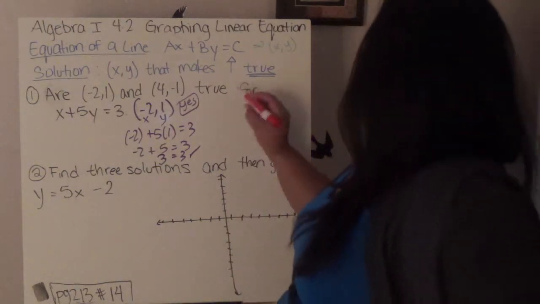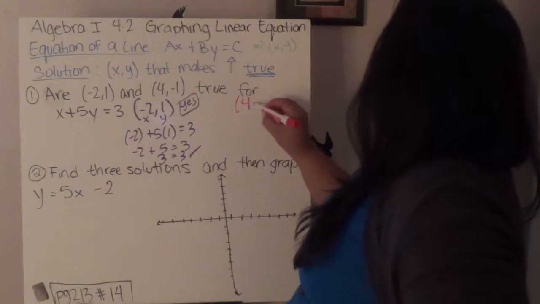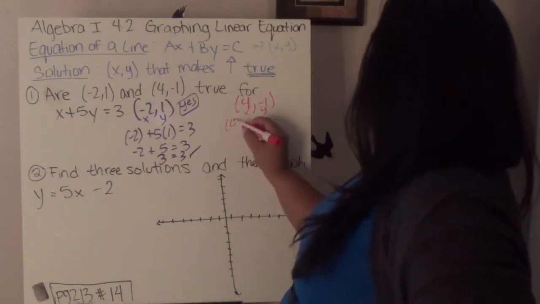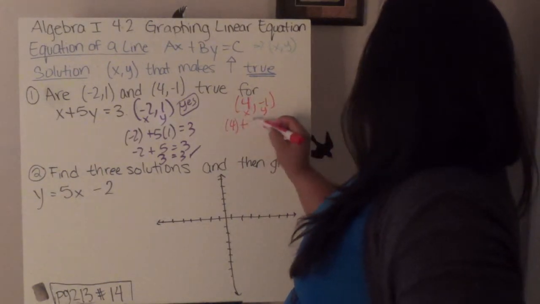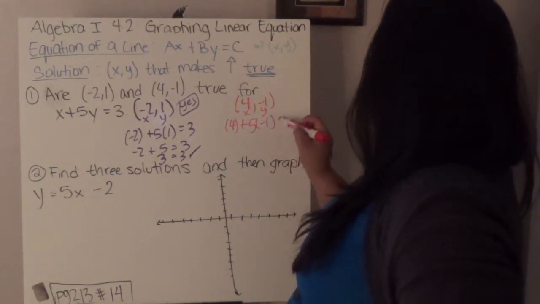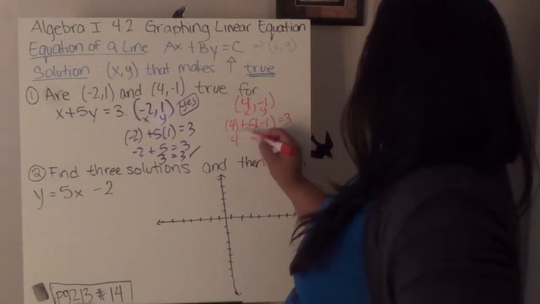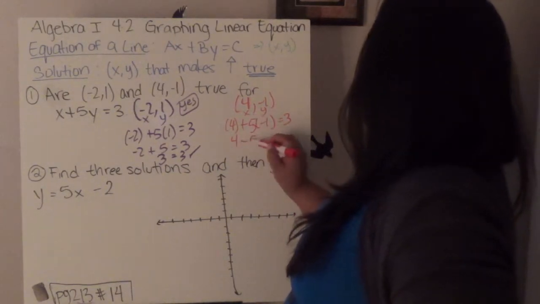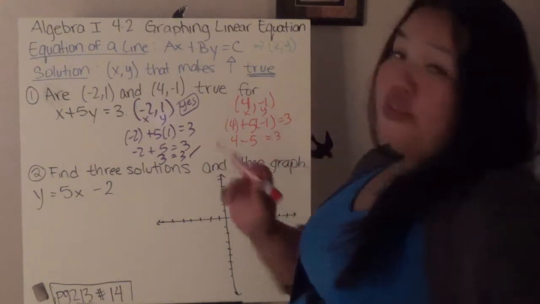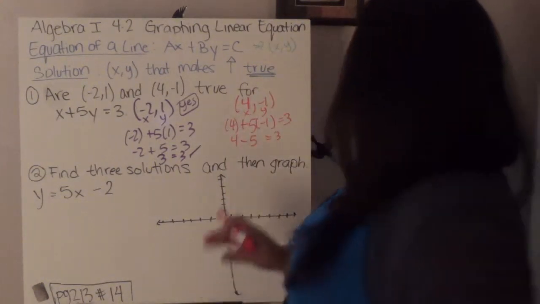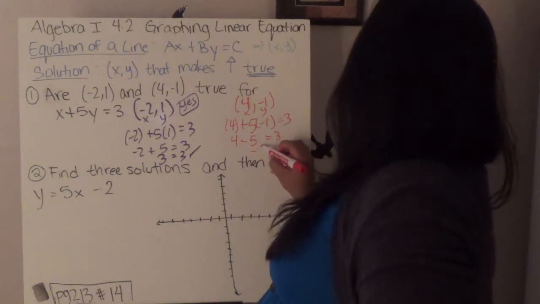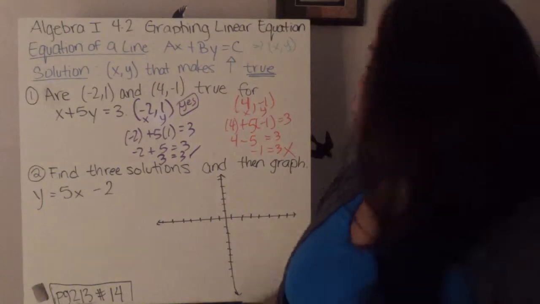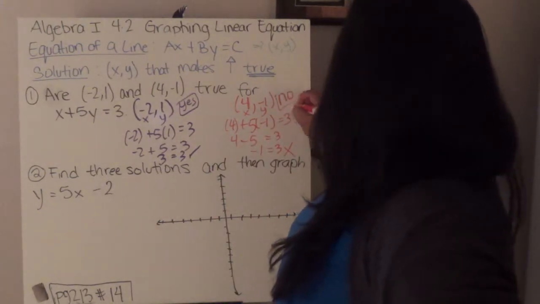Let's try the other one: 4, negative 1. My x and my y. So my x is 4 plus 5 times negative 1 equals 3. The 4 doesn't need to be in parentheses anymore. 5 times negative 1 is negative 5. So 4 minus 5 gives me negative 1 equals 3. This does not work. Negative 1 does not equal 3, so this is not a solution.